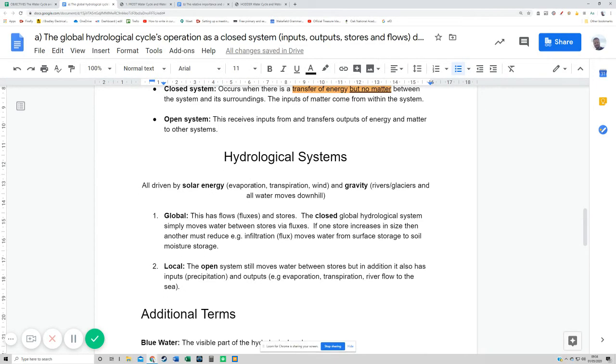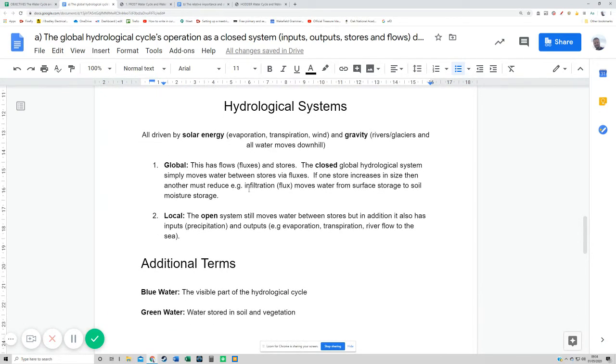And that drives things like evaporation, transpiration, which is where plants release water via the stomata in the leaves. It also drives the wind. And gravity. Glaciers and rivers and all water will move downhill. The higher it is, the greater gravitational potential energy it has. So, think about the globe. This has flows, which we call fluxes, and stores. But the closed, and this is why it's in bold, we've got to be really clear about that. The closed global hydrological system simply moves water from one store to another via the different fluxes.